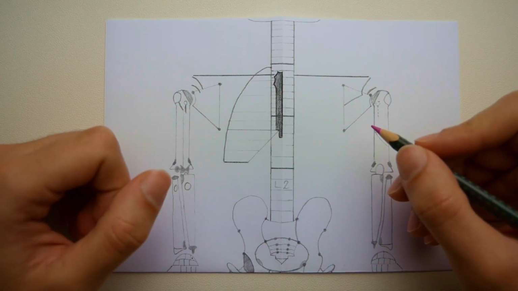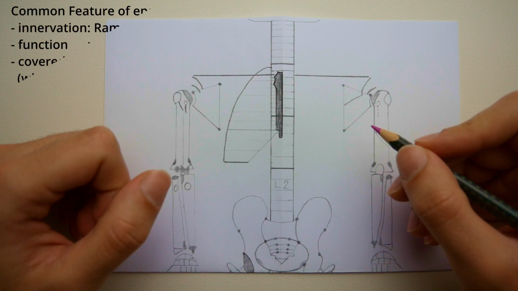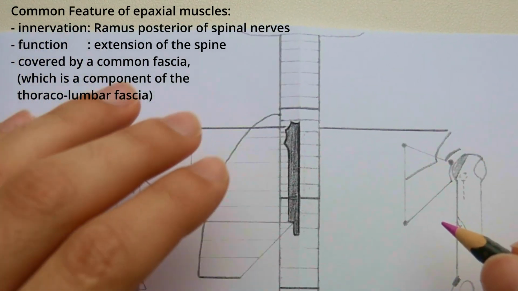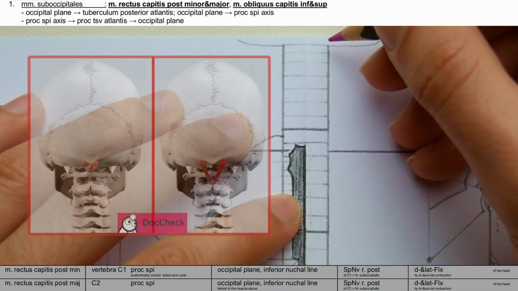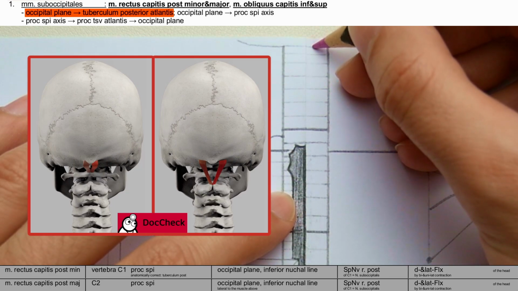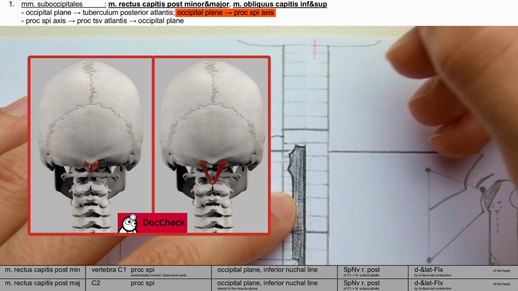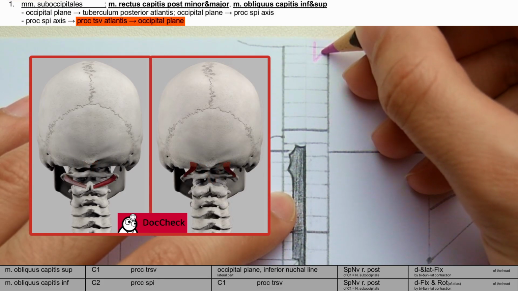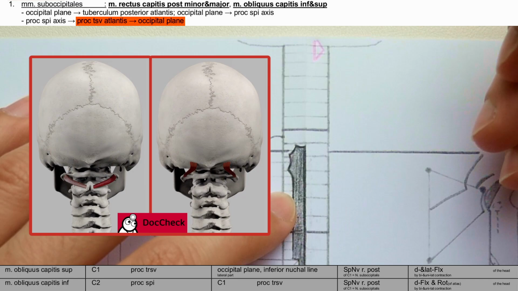Now to the simplified version of the individual muscles of the first layer, also called the epaxial muscles or the deep back muscles. They can also be divided into 4 layers. In the deepest layer of the deep back muscles, we have the musculus rectus capitis posterior minor and major, as well as musculus obliquus capitis inferior and superior. This formation here is called the suboccipital triangle.